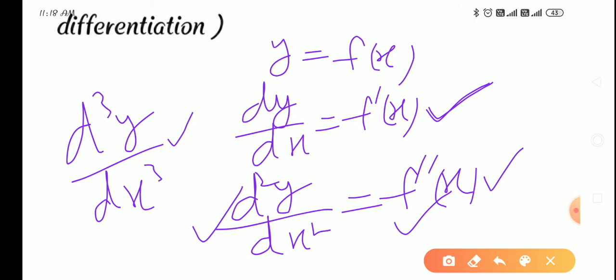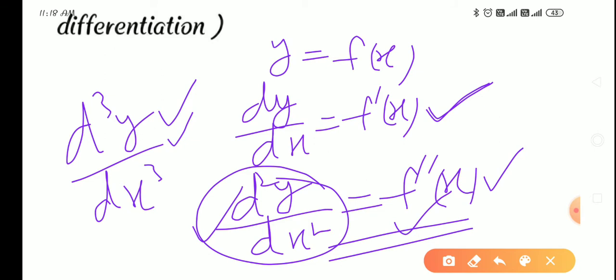But in our syllabus only till second derivative you have to find. Third derivative you don't have to find. Till second derivative you have to find. Second derivative of the given function you have to find. So this was the higher derivatives or successive differentiation. Means 1 time, 2 times, 3 times you are differentiating. So it is successive differentiation. And these are higher derivatives.